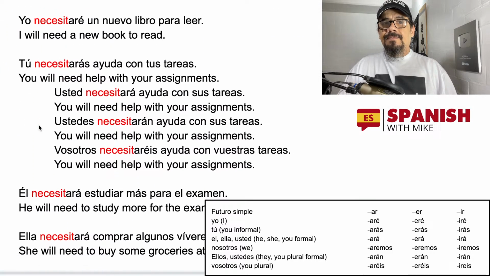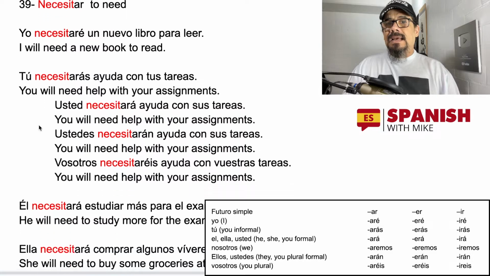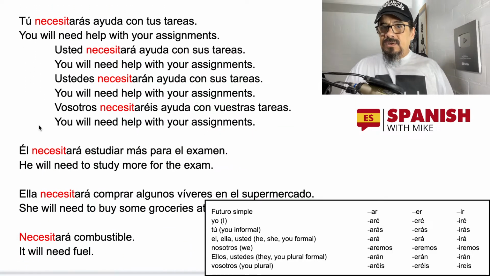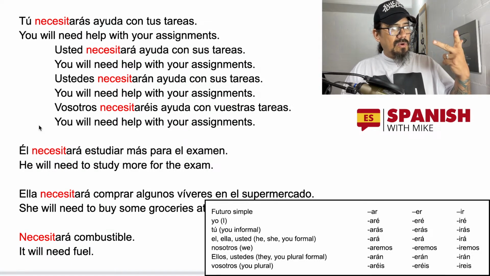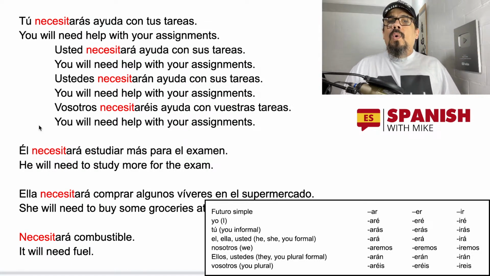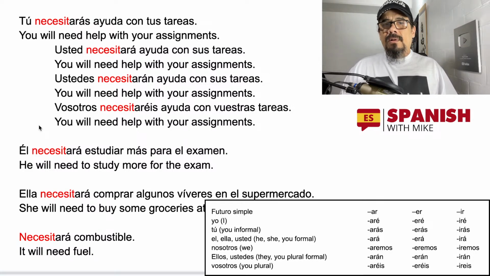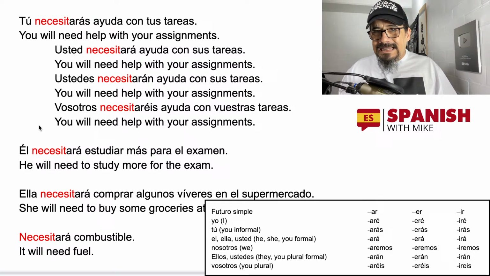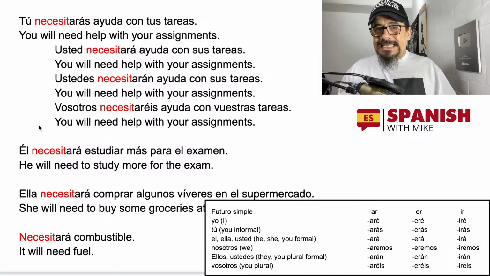Necesitar. To need. Yo necesitaré un nuevo libro para leer. I will need a new book to read. Necesitar. Tú necesitarás ayuda con tus tareas. You will need help with your assignments. Singular, informal, close relationships. Usted necesitará ayuda con sus tareas. Singular, formal. Ustedes necesitarán ayuda con sus tareas. Plural. Vosotros necesitaréis ayuda con vuestras tareas.